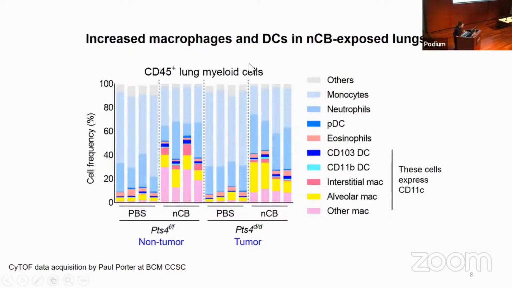In our analysis, we have 4 different groups: non-tumor or tumor, either with PBS or carbon black. As you can see, the carbon black exposed lungs showed increased infiltration of dendritic cells and macrophages. And these cells, CD103 dendritic cells, CD11b dendritic cells, interstitial macrophages, and alveolar macrophages, express the CD11c marker, and I would say 80 to 85% of them are macrophages.